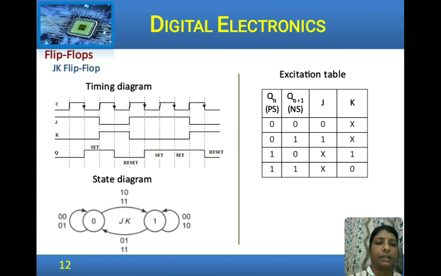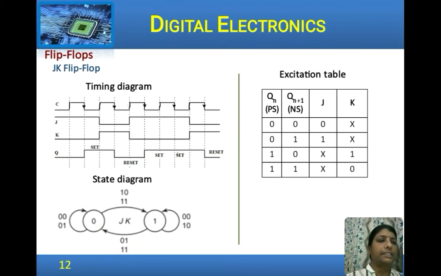And the state diagram, like how we had seen previously, has the two stable states 0 and 1. If the inputs are 0, 0 or 0, 1, it remains in the same state. But if the input is 1, 0 or 1, 1 when JK is in state 0, then it goes to state 1. And if the inputs are 0, 0 or 1, 0, it remains in state 1 itself. And when it is in state 1, if the inputs are 0, 1 or 1, 1, it goes to state 0.